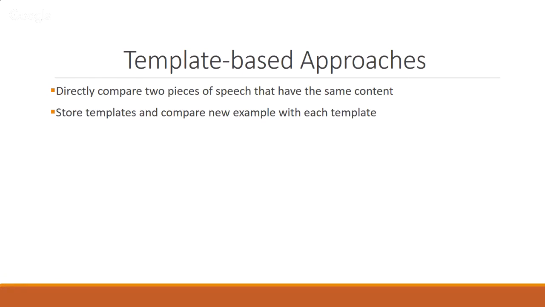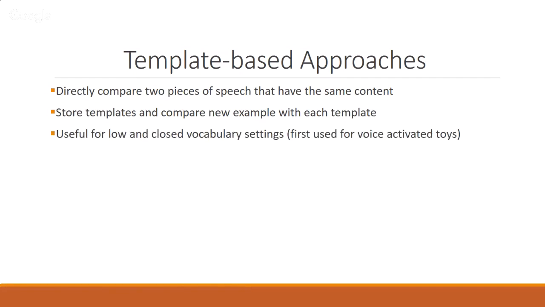So the system already knows in advance what it is expecting, and it's not going to attempt to recognize anything beyond that. So in that case, it makes sense to have some sort of templates for all of the things that you're trying to recognize, and then match all incoming speech with those templates. So that's how template-based approaches work. This is good when you have low vocabulary, so less things that you want to recognize, and also closed. So when you know what the things are that you're recognizing, and you don't expect anything outside of it.